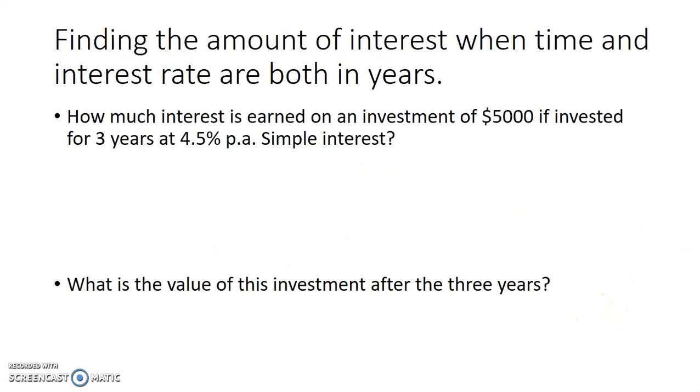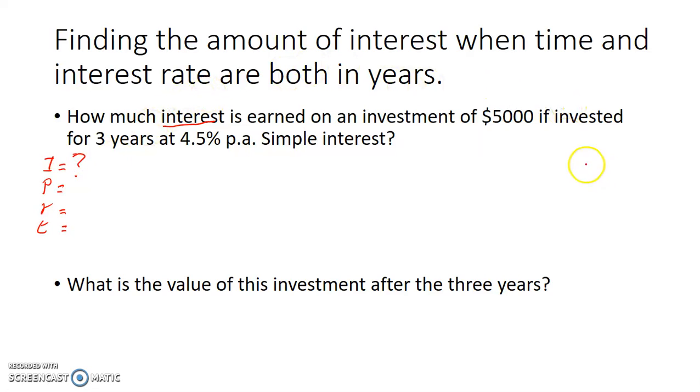A couple of examples to do. Finding the amount of interest when time and interest rate are both in years. The thing that I would always start off with is writing your letters down the side of the page. Write down your letters I, P, R, and T. Go through your question and find the information that you've got. So how much interest? This is what we're trying to find. This I is what we don't know.